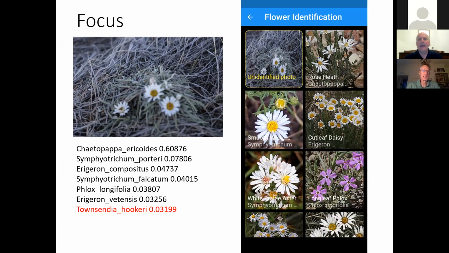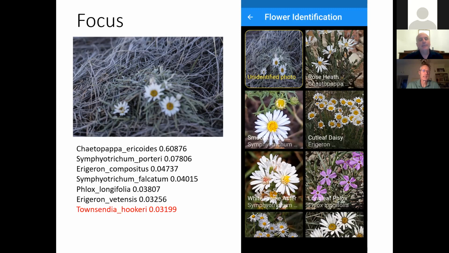And you were asking, well, what are the scores? So here what I've done is I've gone in and gotten the data out of the model to see how it scored these things. And you can see that it put the rose heath at about 61% sure that it was rose heath on down, and the Townsendia was only 3% sure because it's out of focus.